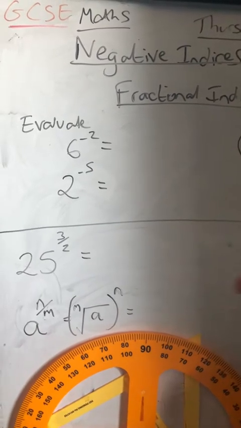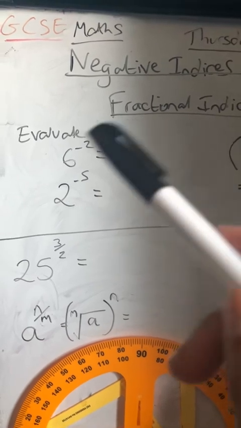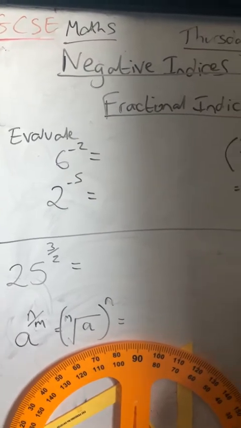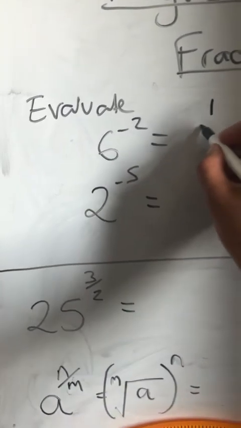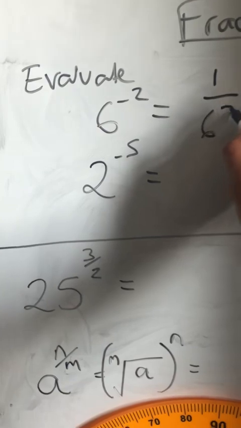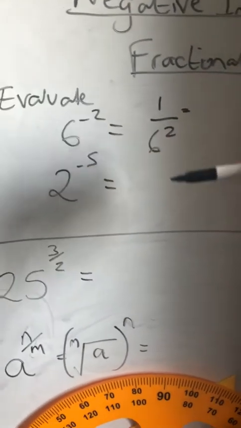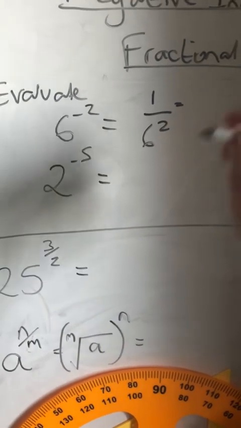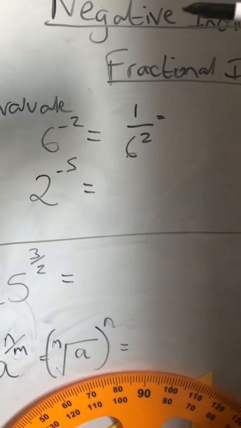So, negative indices. In your exam, guys, like a non-calculator question, it might say evaluate 6 to the minus 2. Now, what does this mean? A negative power does the reciprocal, the inverse. It means 1 over 6 squared. So the negative power does the 1 over, and the power just sticks with the number and becomes positive at this stage, because the negative has now been dealt with by the 1 over.